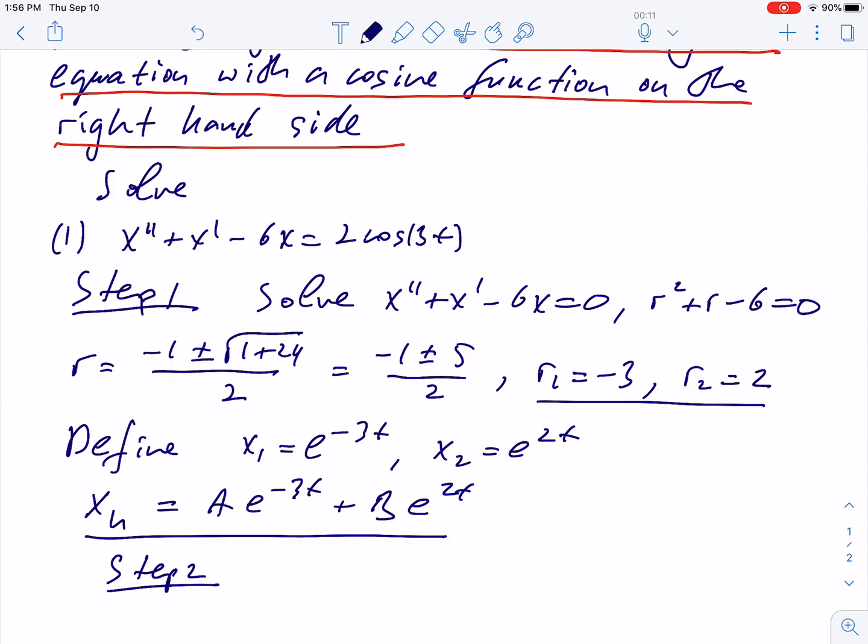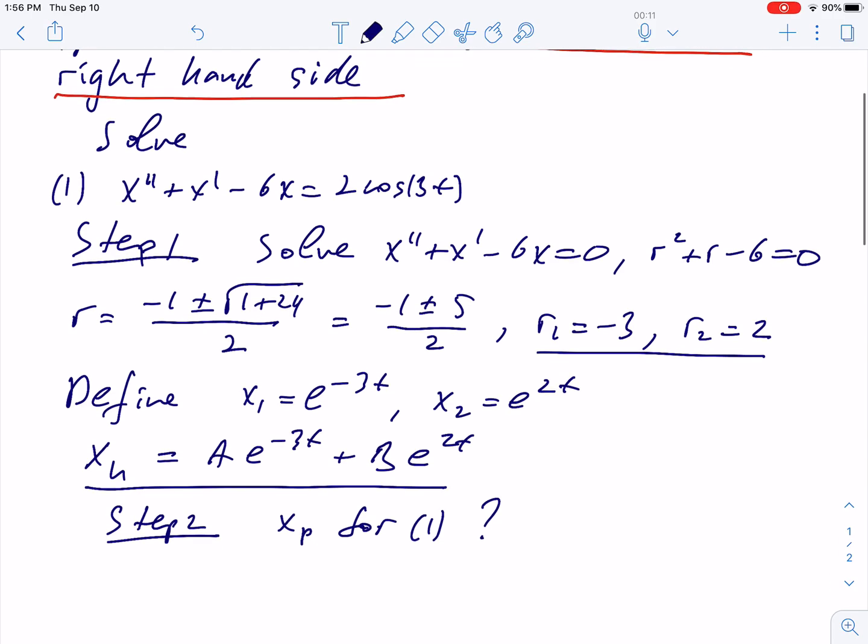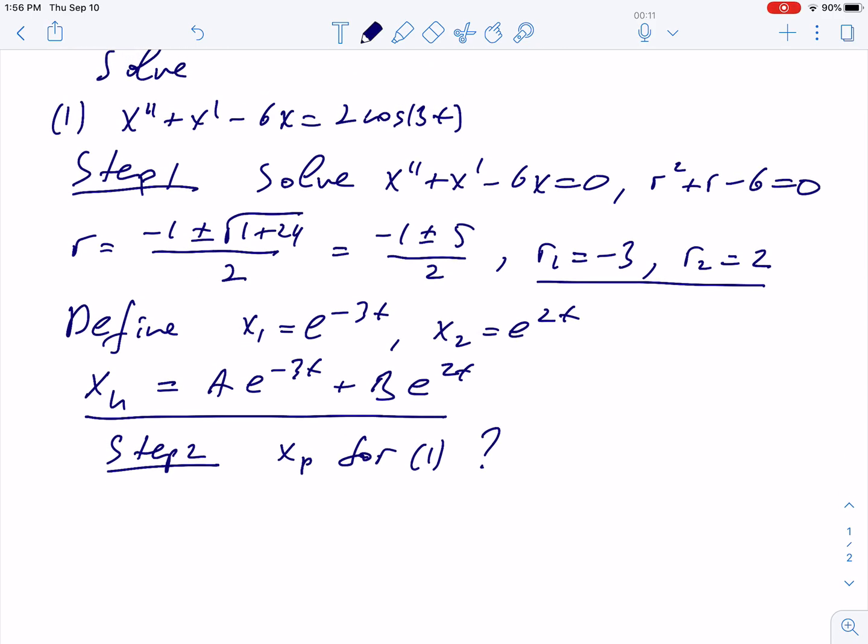Now we go to step 2. We have to produce a particular solution for the non-homogeneous equation 1. Okay, we shall mimic the right-hand side. So looking for a particular solution of the form some unknown constant with cosine 3t, and also we shall include the sine, the same frequency, 3t. Why including the sine? We don't know in advance will it be needed or not. If it is not needed, b will be 0. But we are always obliged to include both of them.